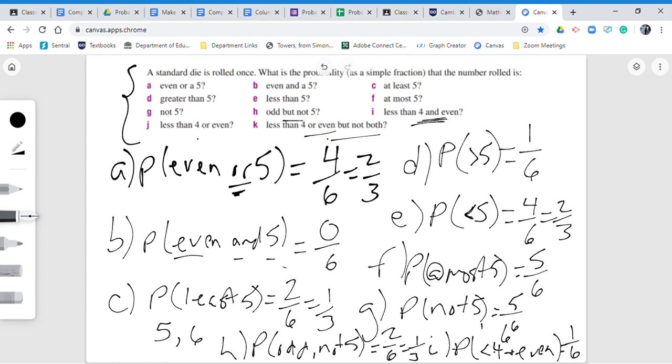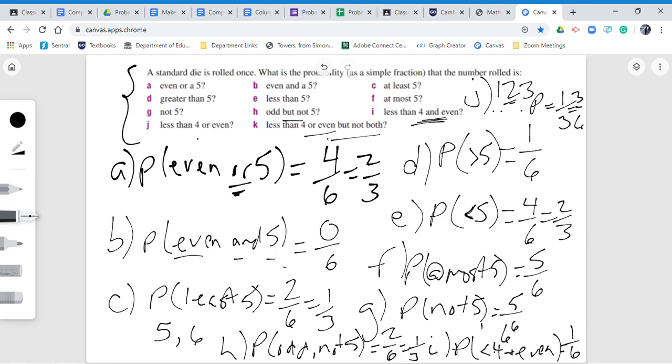Let's see if I can squeeze J up here. J, less than 4 or even. The numbers less than 4 would be 1, 2, and 3, and even is just 2. I think it's just those 3, because 1, 2, and 3 are less than 4, or even, it's also 2, and you don't count it twice. So the probability of that would be 1/2, or 3/6.